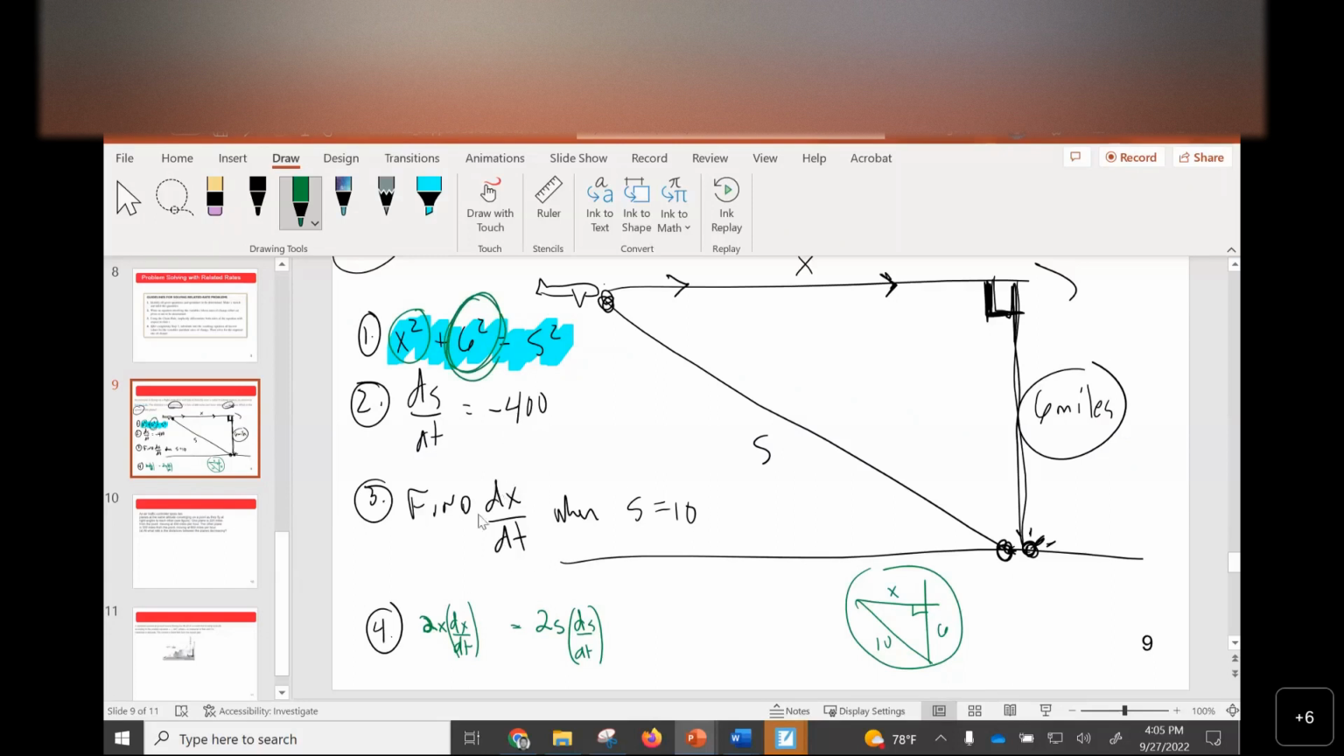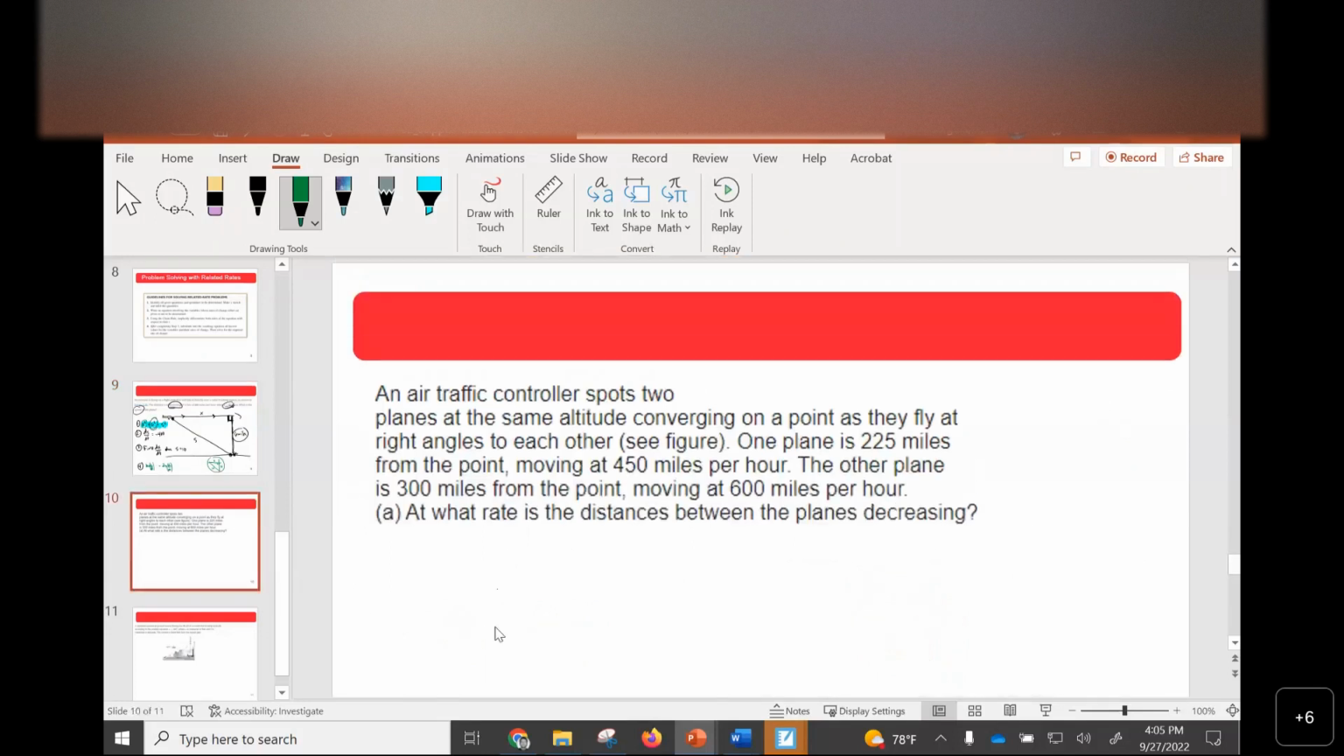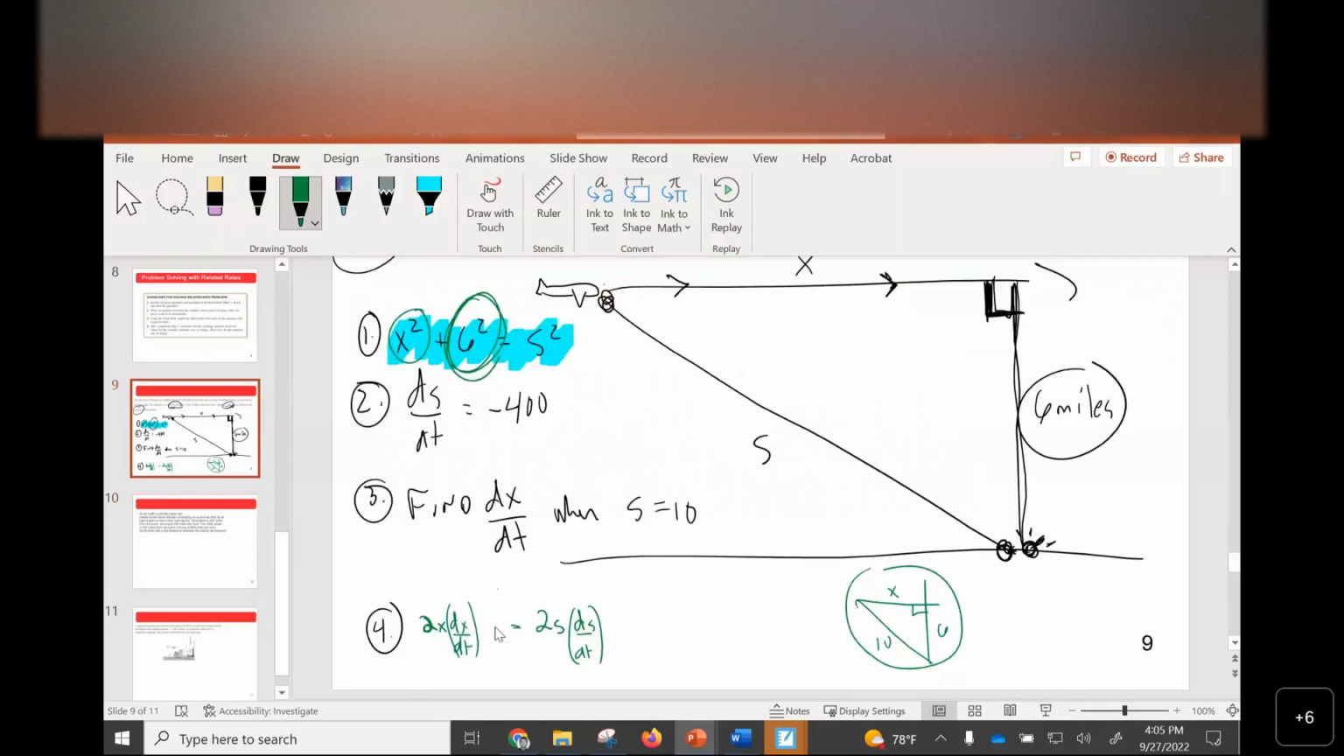If you want, you can solve for dx/dt because that's what we're trying to find, but you don't have to. This is where I start plugging stuff in. I say, okay, step 5, I'm going to plug in everything I need and then answer the question. So in step 5, I can divide both sides by 2. That'll save me some trouble. And then I have x dx/dt equals s ds/dt. And this is where I realize I need something else, okay?